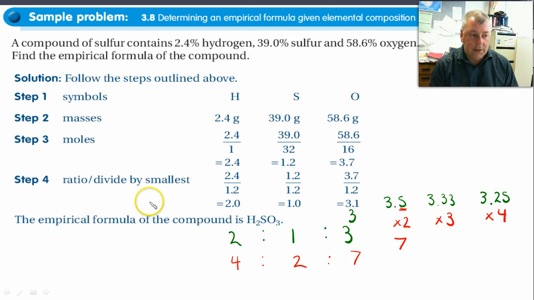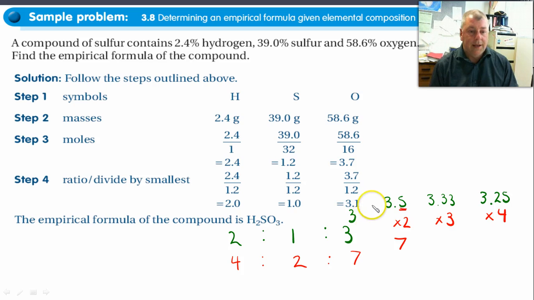Now, most commonly we don't have to do step 5. We can stop at step 4 like this, okay, with a little bit of rounding, recognizing there's a little bit of sloppiness in our numbers and our rounding, and so we don't get a whole number. But be on the lookout for clues that suggest that there might be a multiplier.